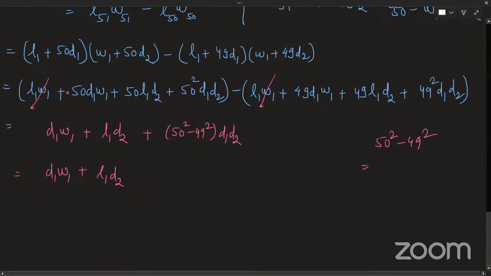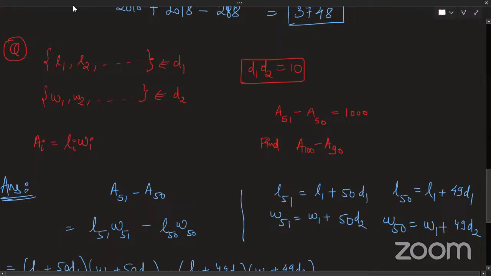Anshika. Can anyone tell me what is the value of 50 squared minus 49 squared? It is a squared minus b squared, right? So it is basically 50 minus 49 multiplied by 50 plus 49, so it is 99. Right. So it is 99 times D1 D2. Right? So this thing is basically equal to 1000. It was given to you as 1000.